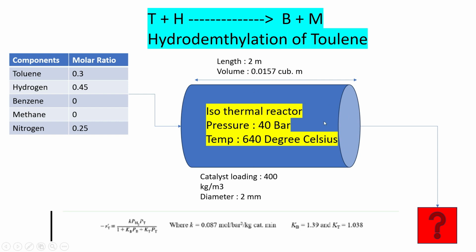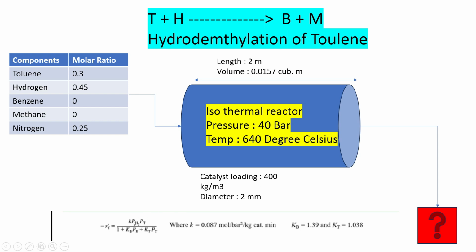Along with that, there are certain conditions on which the reactor is going to react, that is isothermal reactor. So there is no temperature change. Then pressure is 40 bar and temperature is 640 degrees Celsius. And also, since it is a catalytic bed reactor, there are catalysts which are inserted inside this plug flow reactor. So there is a loading which is given, that is 400 kg per meter cube. The diameter of the catalyst is 2 mm.